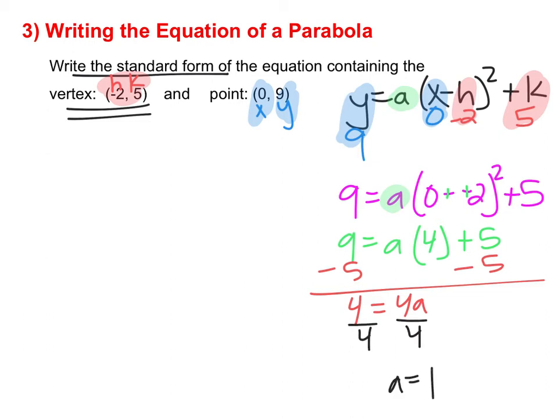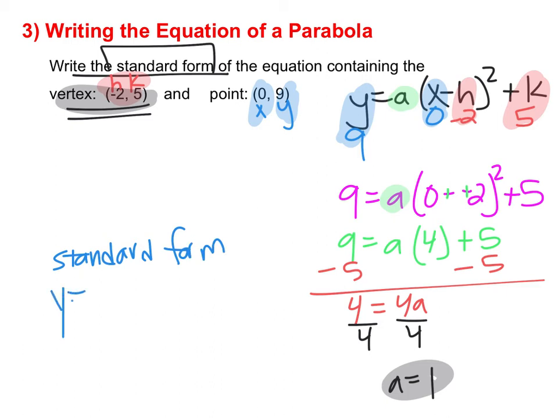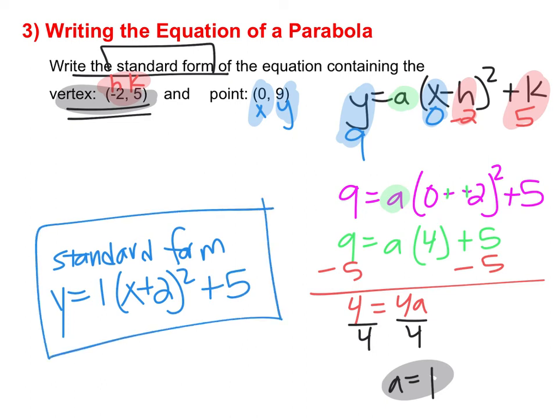So if we write our standard form now, we have our a value, we have our vertex, and we can write out our standard form using y equals. So our standard form then would be y equals the a value, which is 1, times x minus the h value, which is -2, so plus 2, squared, plus 5. And there is your standard form given the vertex of -2, 5 and running through the point 0 and 9.